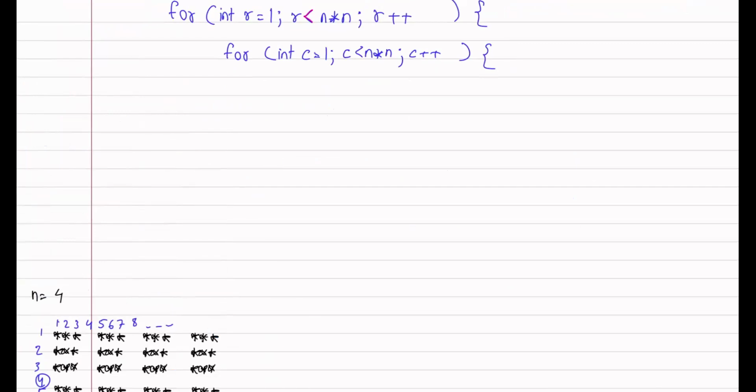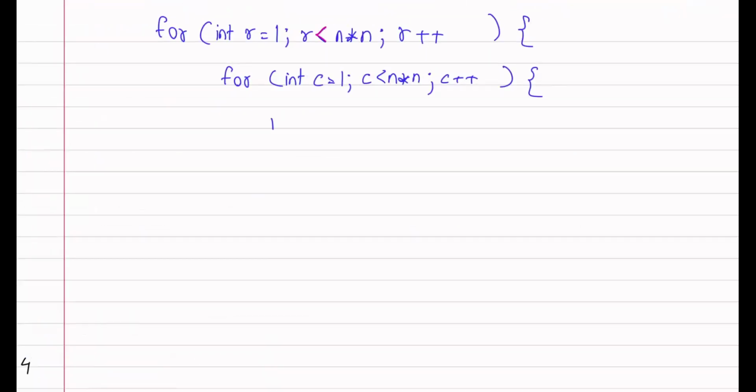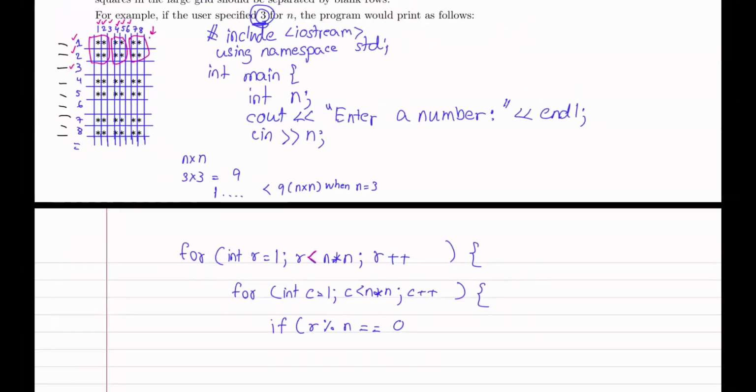Okay, I take that as a no. So okay, let's do the condition. Let's think about the row first. If the row is divisible by the number n, we do nothing, we just skip it. So let's do the first: if the row mod n equals 0, if the row is divisible by n, what we do is cout endl. Okay, we skip it.